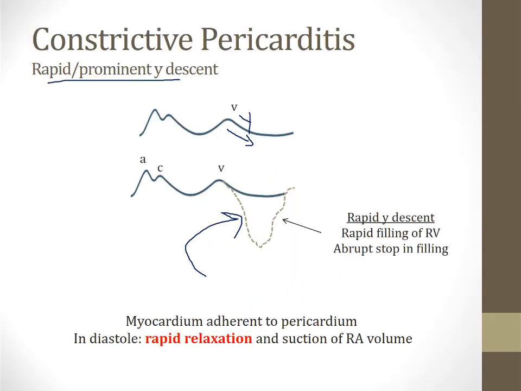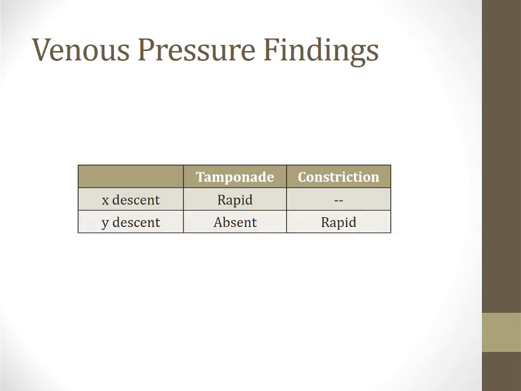And I've summarized these points here. There's rapid filling of the right ventricle with an abrupt stop in filling. The myocardium of the right ventricle is adherent to the pericardium, so in diastole there's rapid relaxation and suction of RA volume. This causes the Y descent to be very prominent or rapid. On this slide, I've summarized some of the key venous pressure findings in patients with pericardial disease. So in tamponade, the X descent is rapid and the Y descent is blunted or absent. In pericardial constriction, the major finding is a rapid or prominent Y descent.